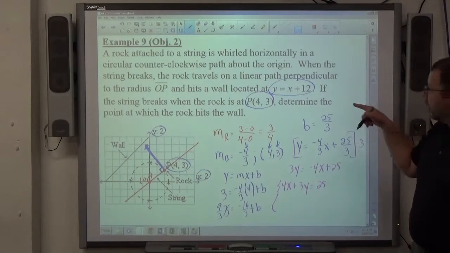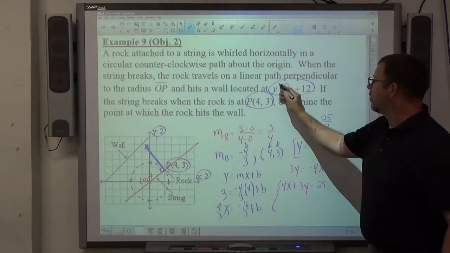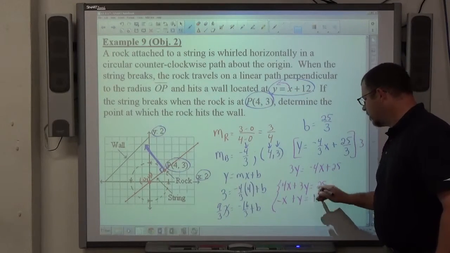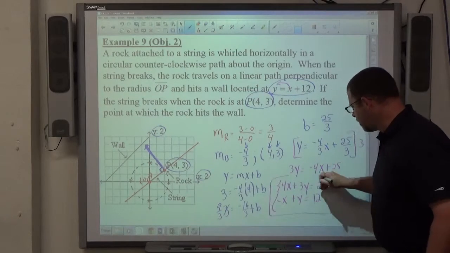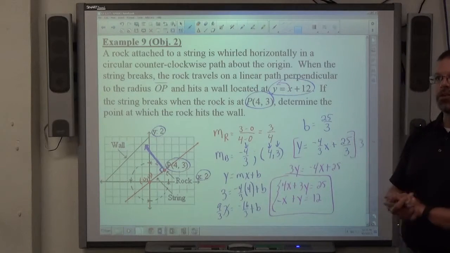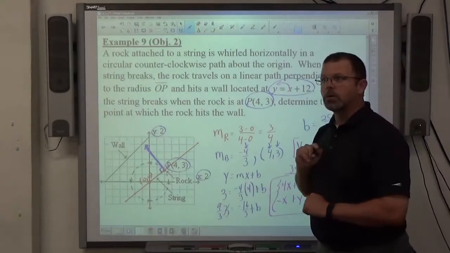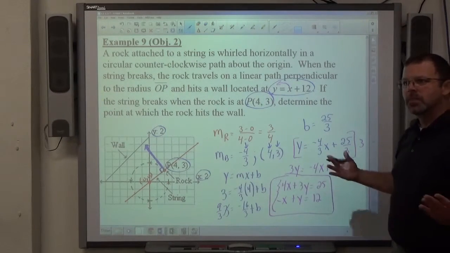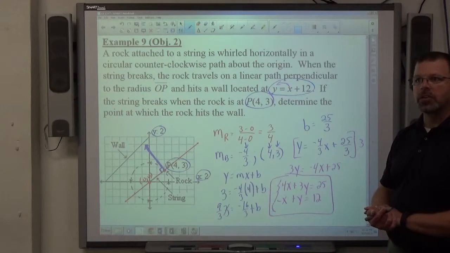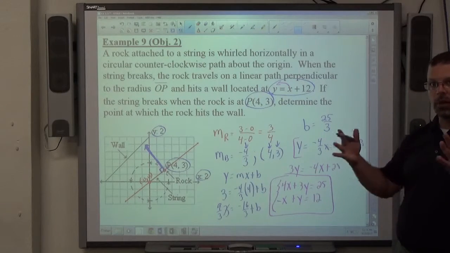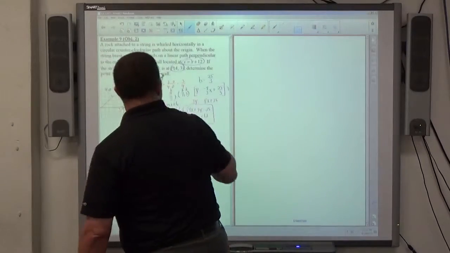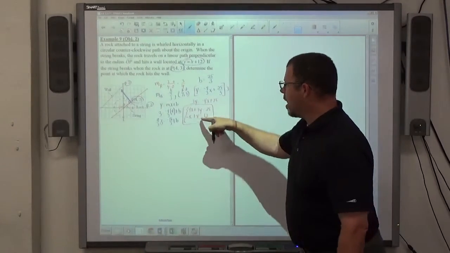The other equation, y equals x plus 12, if I slide the x over to the left-hand side, I get negative x plus y equals 12. Now I'm looking at this system of equations in order to figure out the point of intersection of the rock with the wall. That's the rock's path, that's the wall's equation. If I find where those two things intersect, that's going to be the coordinates of the point where the rock hits the wall. So if I just go to this new page here and do that, I would multiply the bottom equation by 4.